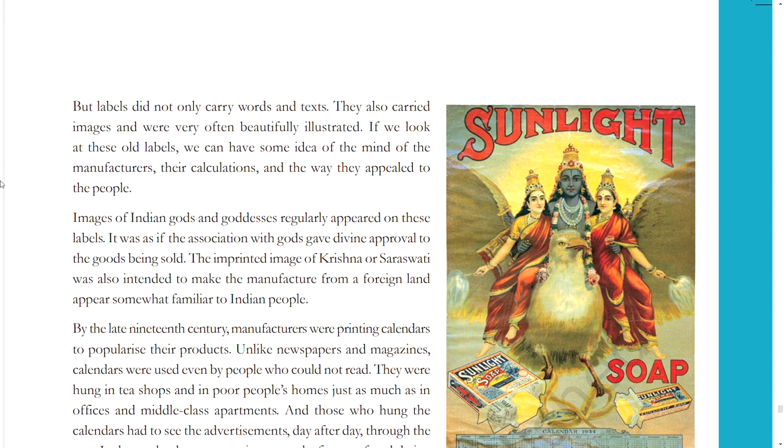But labels did not only carry words and text. They also carried images and were very often beautifully illustrated. If we look at these old labels, we can have some idea of the mind of the manufacturers, their calculations, and the way they appealed to the people. Images of Indian gods and goddesses regularly appeared on these labels. It was as if the associations with gods gave divine approval to the goods being sold. The imprinted images of Krishna or Saraswati were also intended to make the manufacture from the foreign land appear somewhat familiar to Indian people.